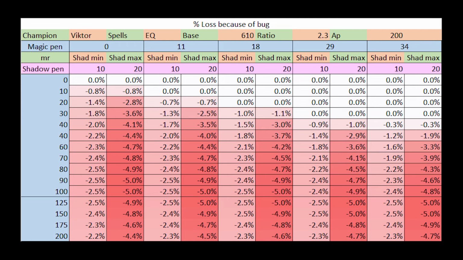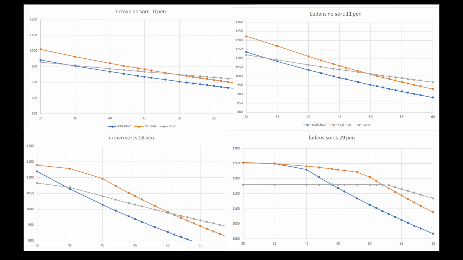Now, if we look at the overlaps between Shadow 10, Shadow 20, and Void, they change throughout, but Shadow 10 at very low penetrations kind of sucks, and if we have a lot more penetration, it kind of gets messed. The Shadow 20 overlap to Void kind of stays the same throughout.